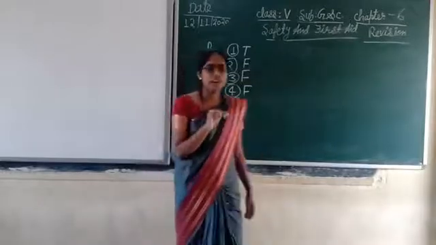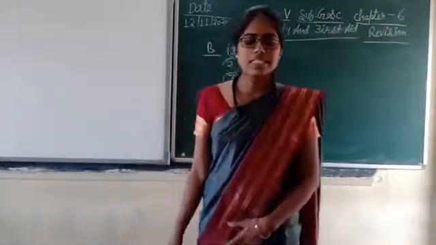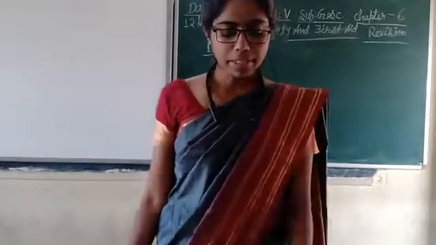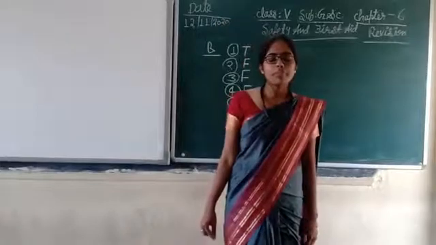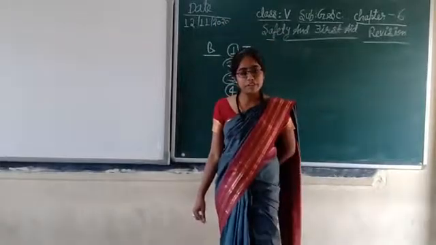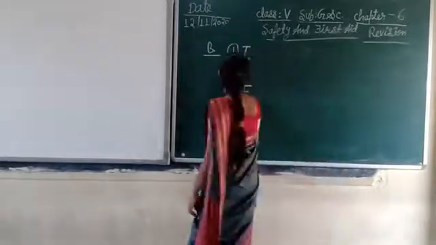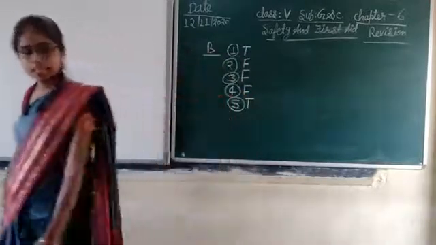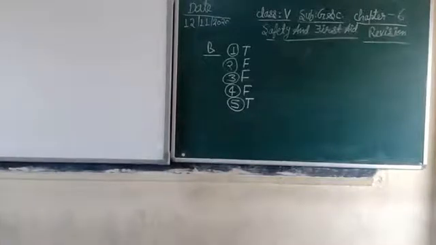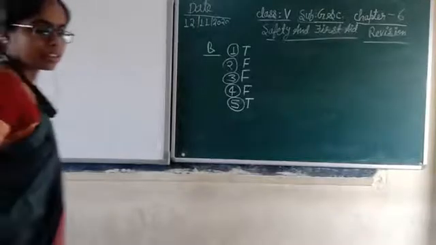We will write F for the false statement. Now question number 5. Accidents can be avoided by being a little more careful. This statement is true, so what will we write? T. We can avoid accidents by being a little more careful. So this statement is true, and for the true statement we will write T.